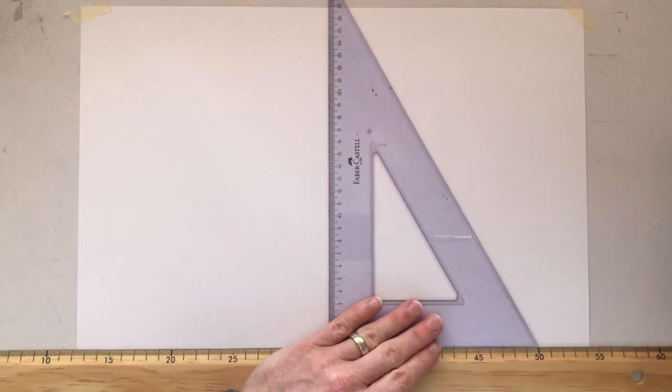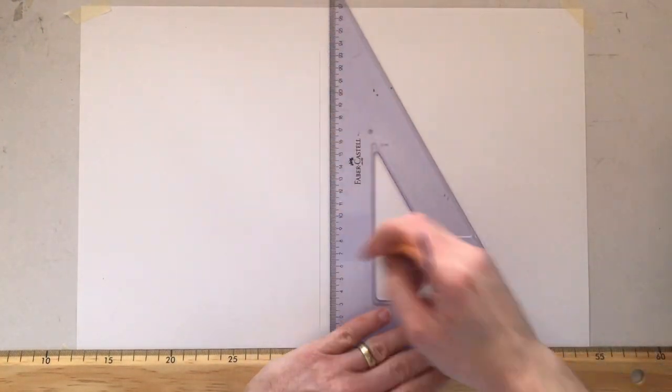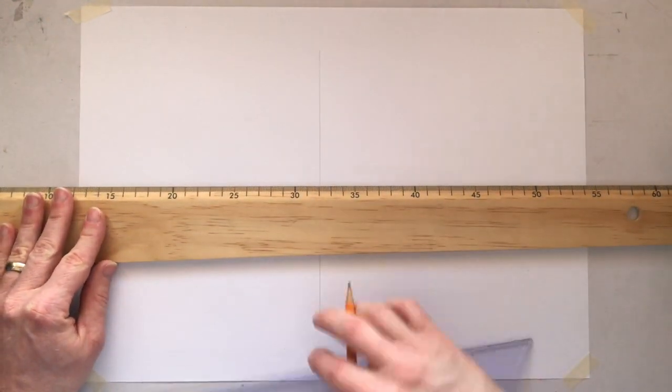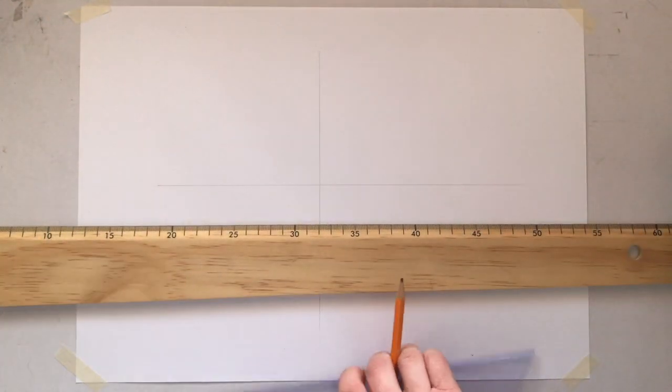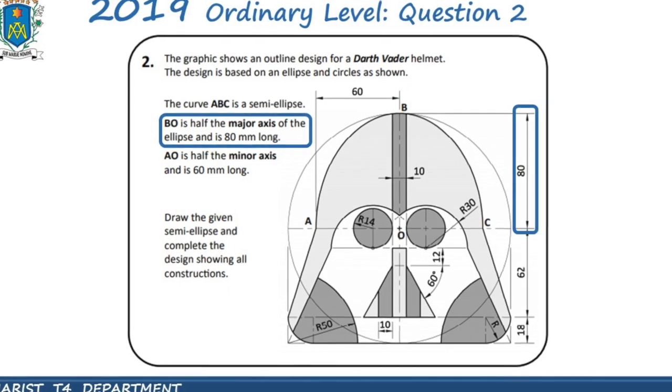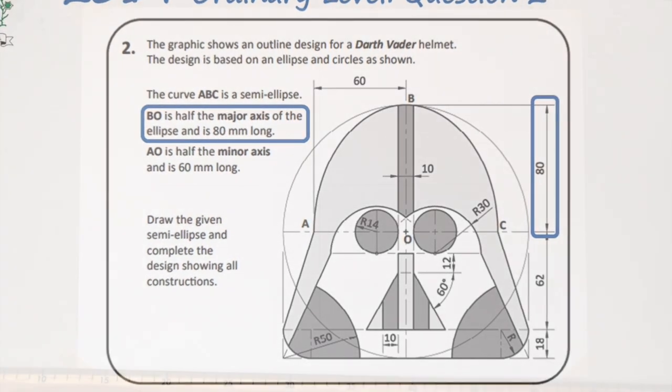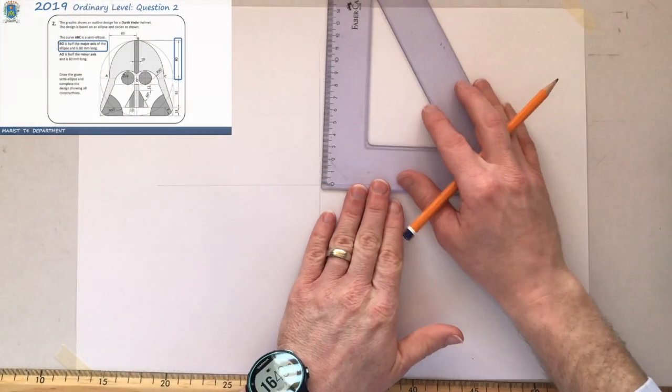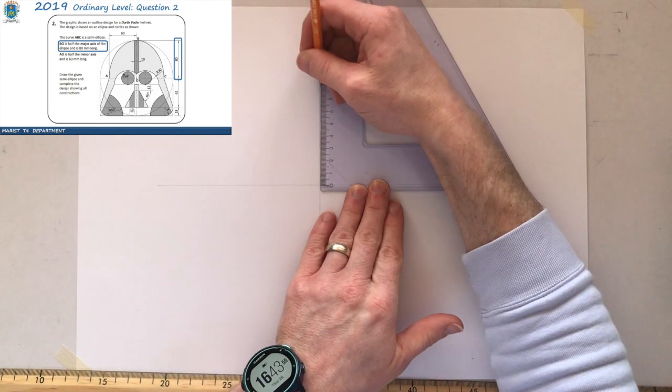So with this question then, we're going to start off by drawing in our axis. I'm going to draw this right through the middle of the page, just creating a cross in the middle of the page. Now, the first thing we're going to do is mark off this major axis. Again, we can see from the question, it is 80 millimeters high. So I'm going to mark that off at 80.